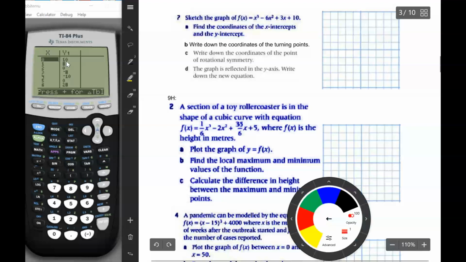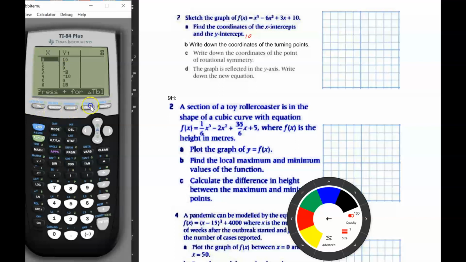Okay, so the y-intercept is 10. And the x-intercepts we can find by doing second calc, 0. Then we put the left boundary on the left side of this intersection, then we put the right boundary on the right side, and we do a guess. And one of them is negative 1 comma 0.